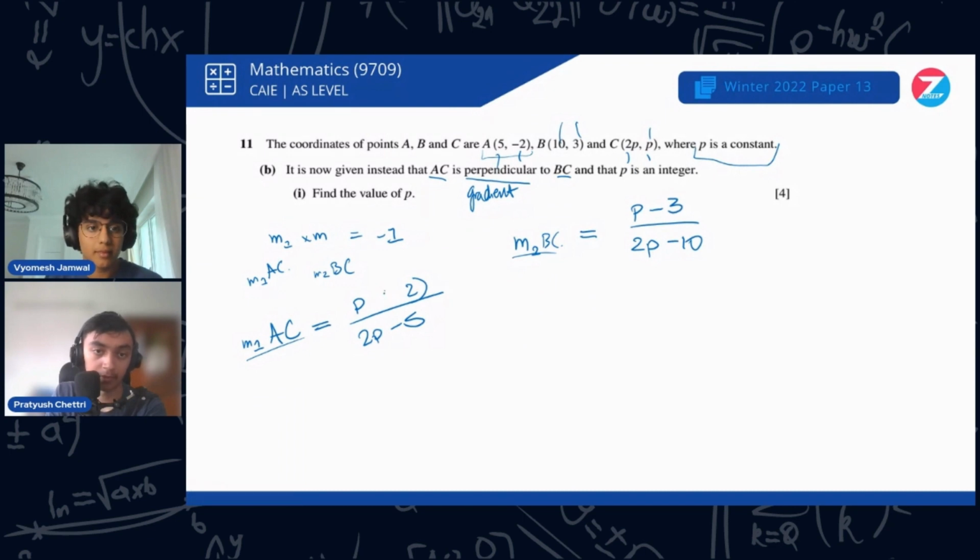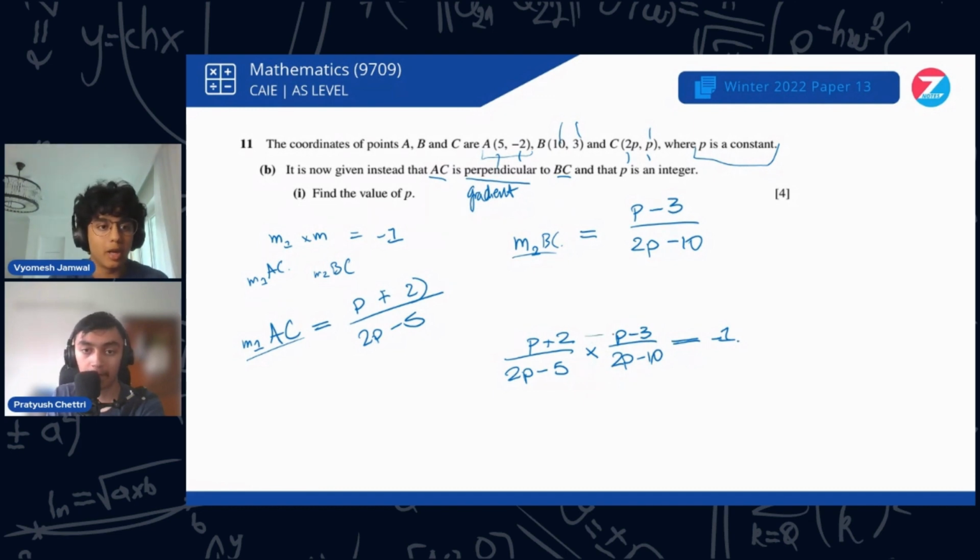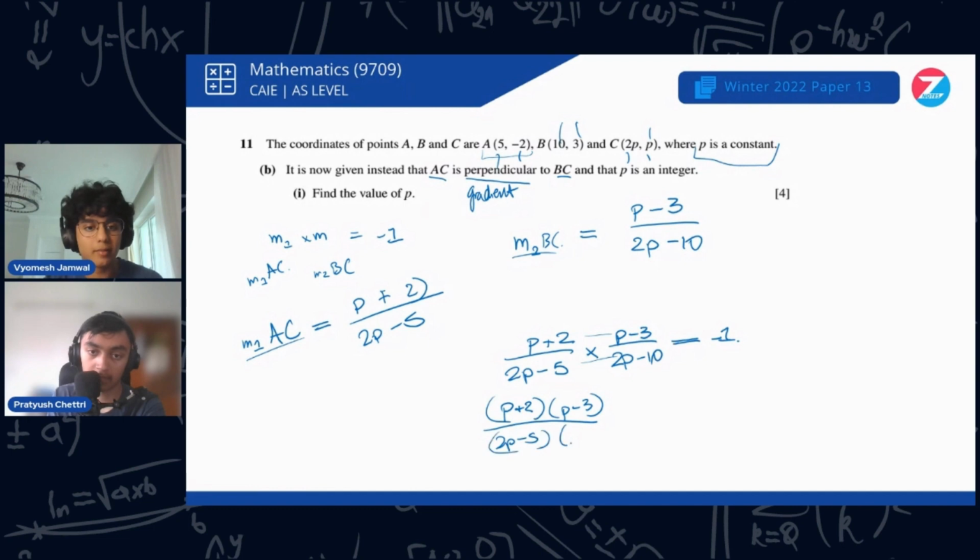Plus, there you go. Yeah, there we go. And so now we're going to write another equation: P plus 2 divided by 2P minus 5, times P minus 3 divided by 2P minus 10, equals -1. So my method of doing this would be multiplying the numerator by the numerator and the denominator by the denominator. So that would be P plus 2 times P minus 3 divided by 2P minus 5 times 2P minus 10. Right, it's just equal to -1.